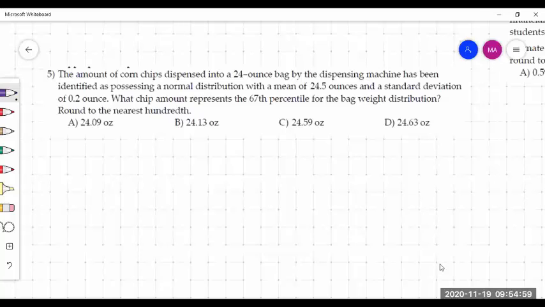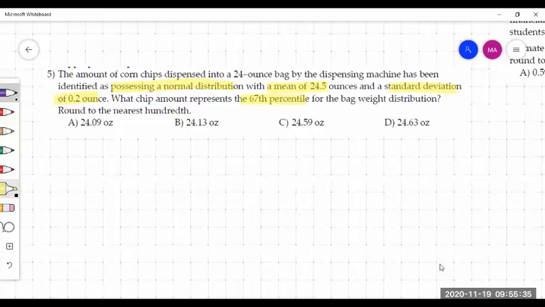The amount of corn chips dispensed into a 24-ounce bag by a dispensing machine has been identified as possessing a normal distribution with a mean of 24.5. So this is our mean, 24.5, and we are given that it possesses a normal distribution, and the standard deviation is given as 0.2 ounces. So what chip amount represents the 67th percentile of the weight?